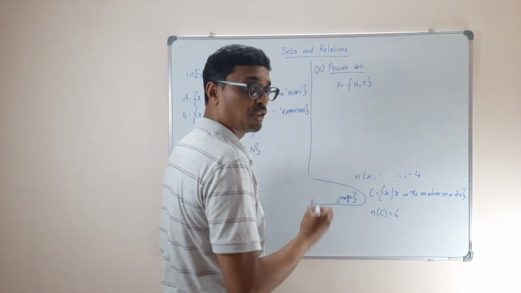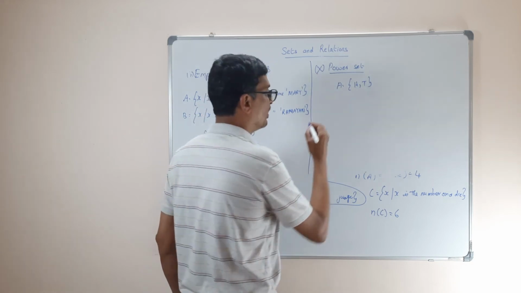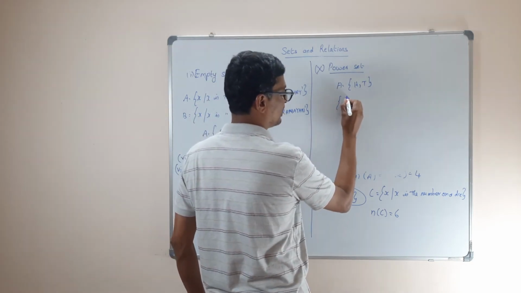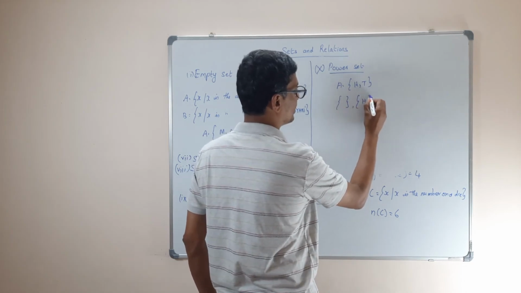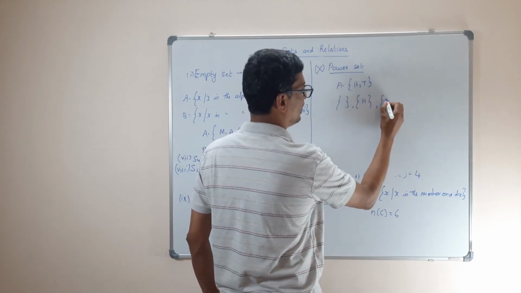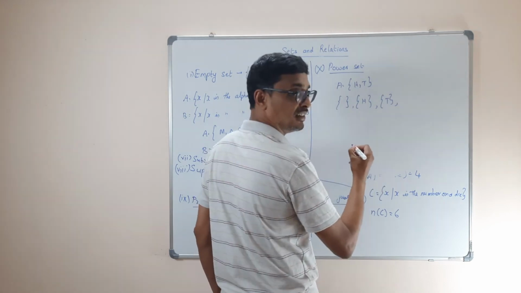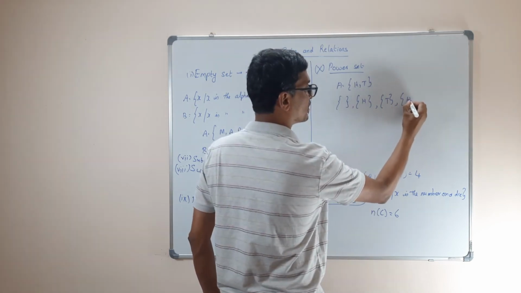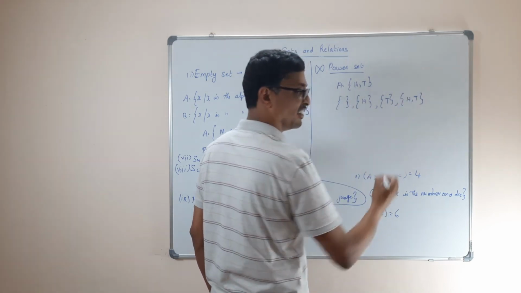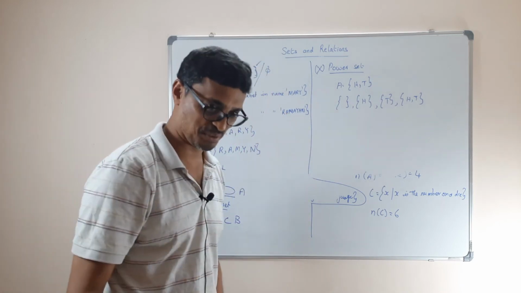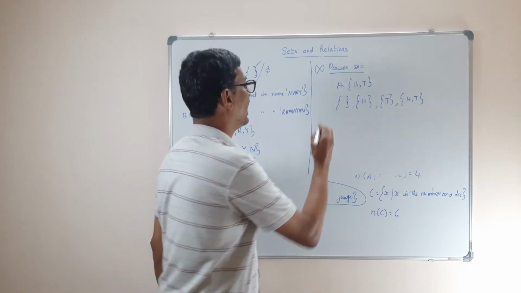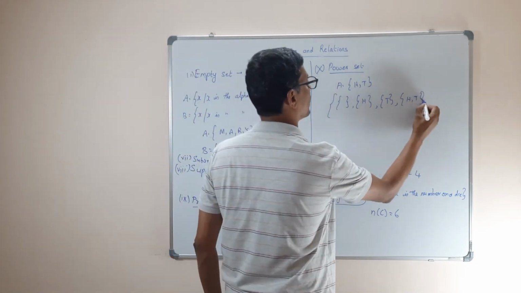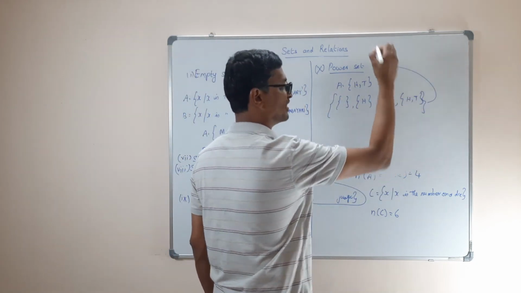What are the subsets you can form from this A? First one is the empty set. That's also a subset. And then H, then T. That's it. What about this? I'm not telling it's a proper subset. All possible subsets, and this is called your power set.